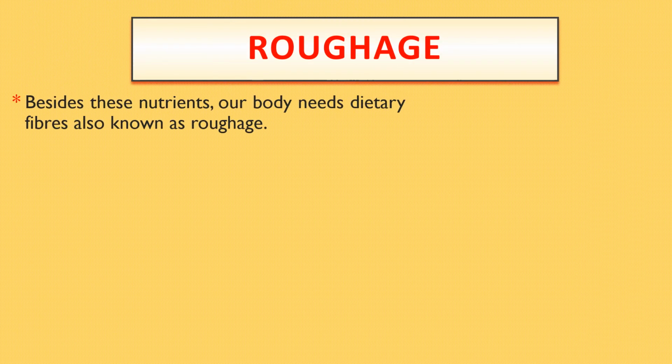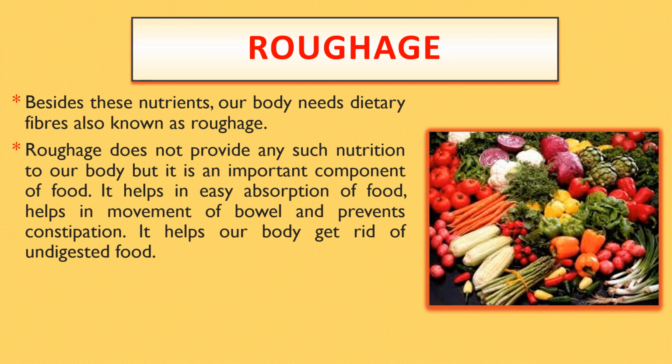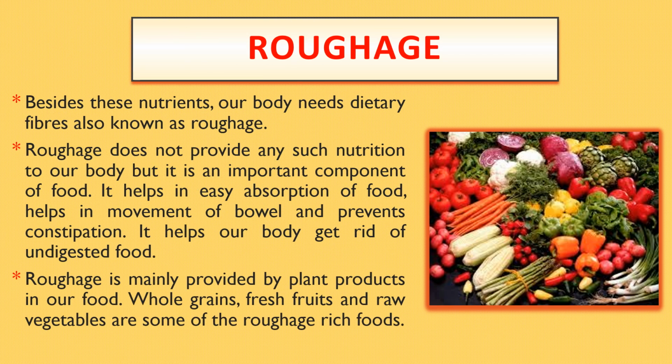Let's discuss something about roughage. Besides these nutrients we have discussed earlier, our body needs dietary fibers also, known as roughage. Roughage does not provide any such nutrition to our body, but it is an important component of our food. It helps in easy absorption of food, helps in movement of bowel and prevents constipation. It helps our body to get rid of undigested food and waste. Roughage is mainly provided by plant products in our food. Whole grains, fresh fruits and raw vegetables are some of the rich sources of roughage.